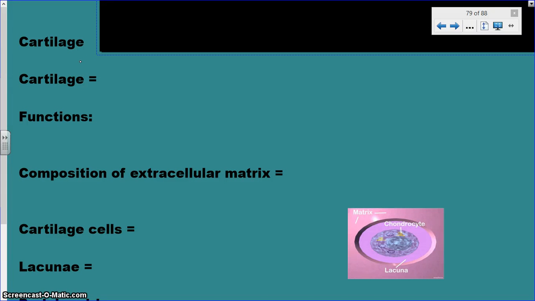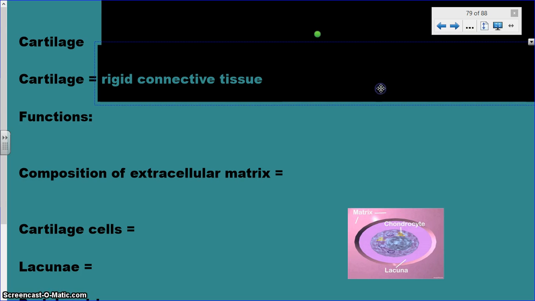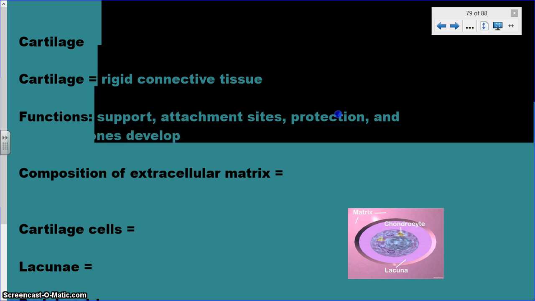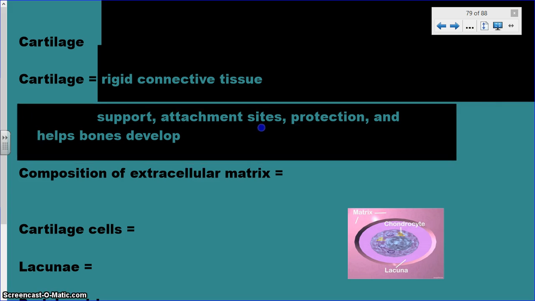All right, we are going to start with cartilage today. Cartilage is more of a rigid connective tissue than what we've talked about in the past, even your dense connective tissue. It's stronger, but it's not comparable to cartilage. Different functions include support, providing attachment sites for other connective tissues, protecting other parts of your body, even helping your bones develop.